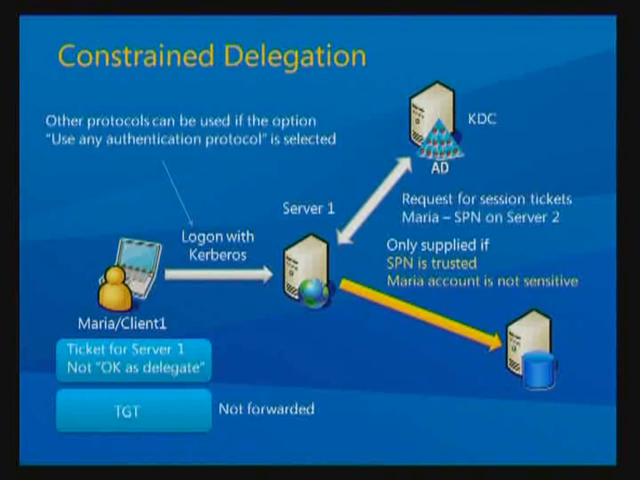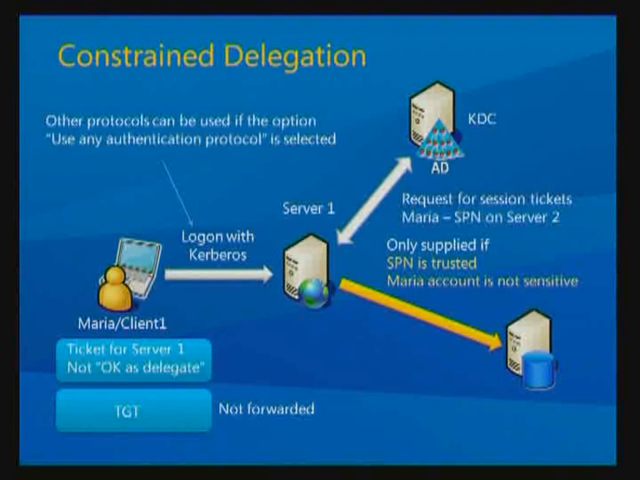In terms of constrained delegation, coming in at the front end, other protocols can be used. So Maria can come in, and the ticket itself is not marked as forwardable anymore. Depending on how that account's set up, we could get Maria's identity, or we could get someone else's identity completely. Maria could come in using NTLM, and we can transition, because we can request a Kerberos ticket on behalf of Maria and transition to the back end.